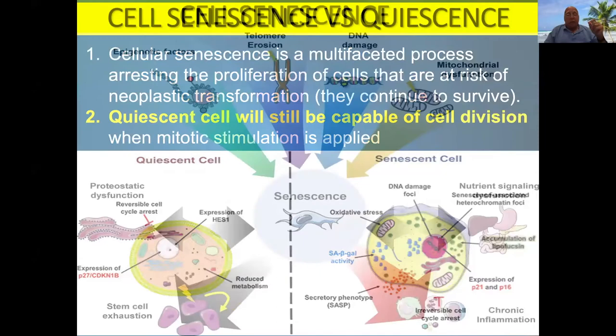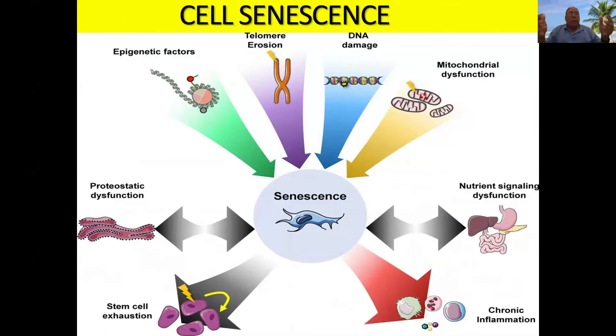Now, how does a senescent cell come into being? Well, there are some epigenetic factors, you know, how it affects your genes. Telomere erosion seems to be a very prominent cause of this. DNA damage, and like many things in the regenerative world, mitochondrial dysfunction. That causes cell senescence, okay, not quiescence now.